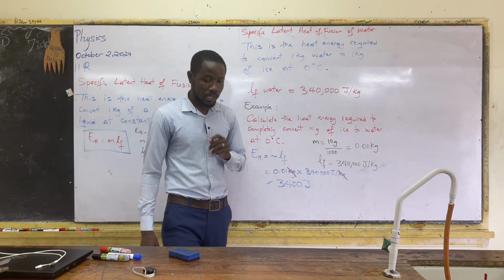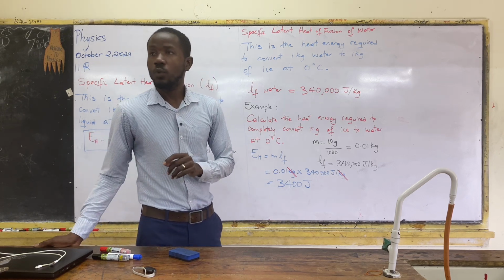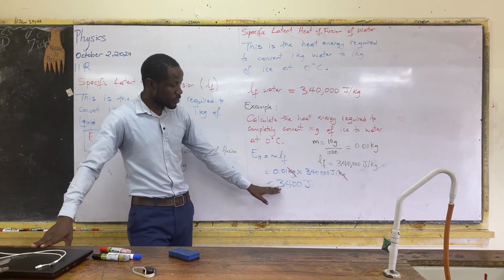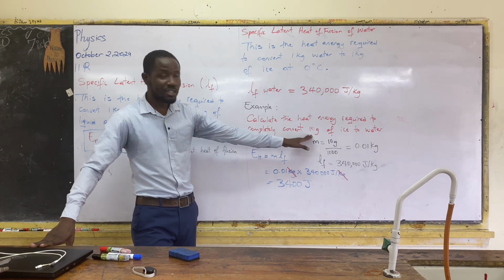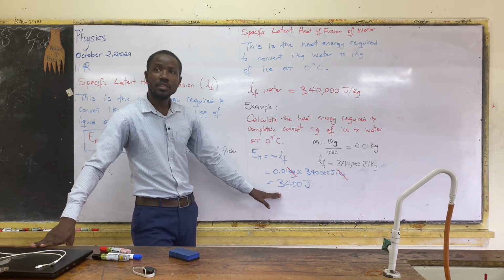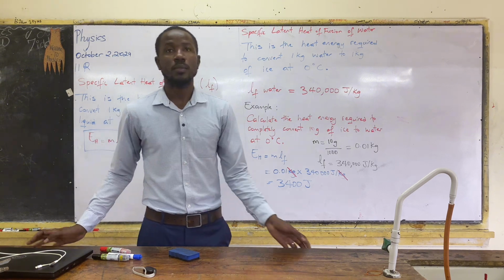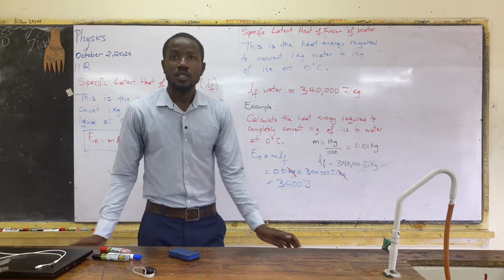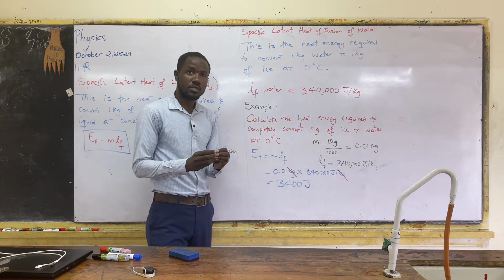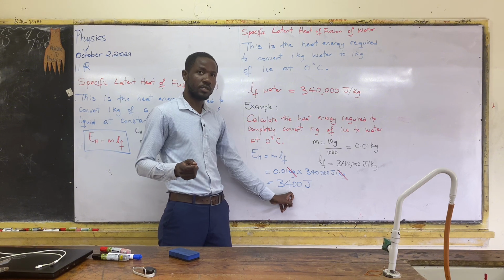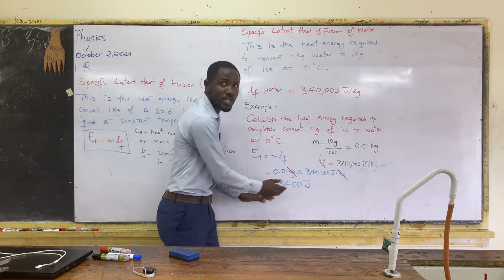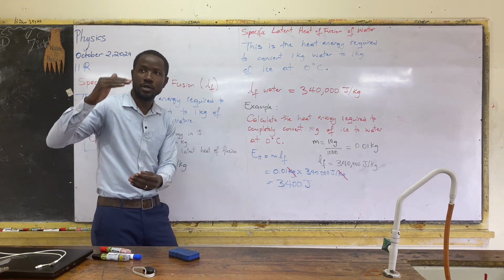Now, let me ask you a question. What if we are able to apply, let's say, 3,500 joules of energy to the ice? The 10 grams of ice at 0 degrees Celsius, we apply 3,500 joules of energy. What do you think will happen? Yeah, so we have ice at 0 degrees Celsius, 10 grams. We apply 3,500 joules of energy. I know it's 3,400, but I'm just saying, let us say we apply more.